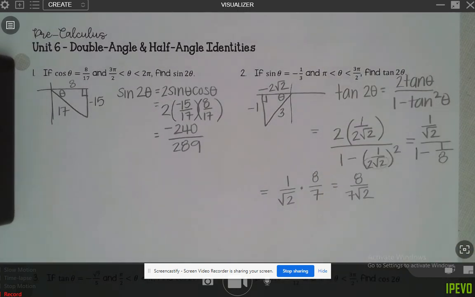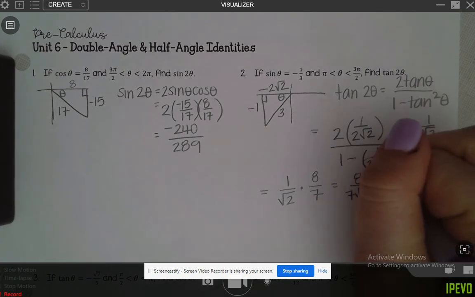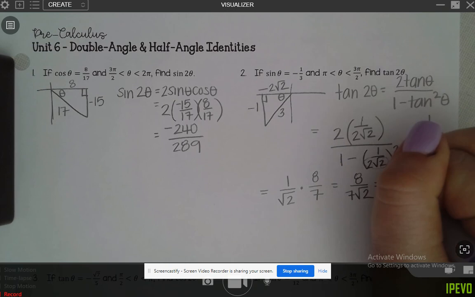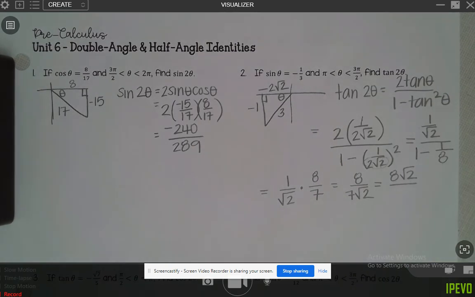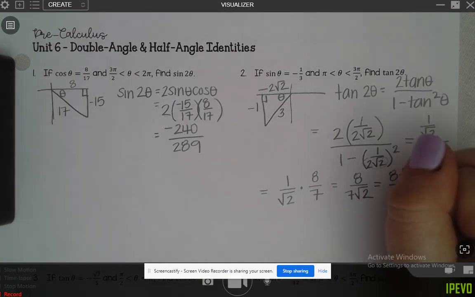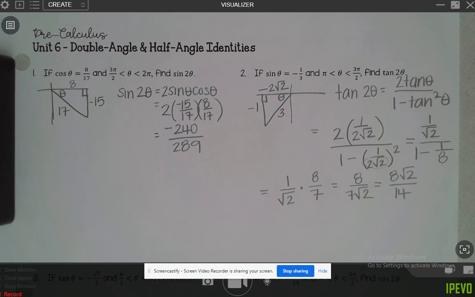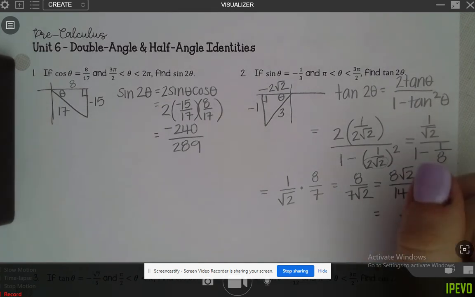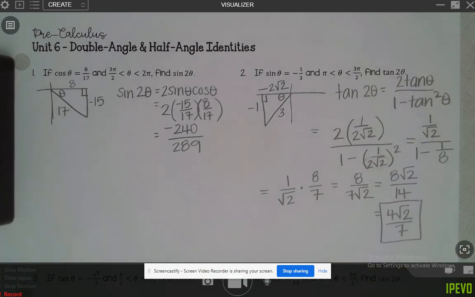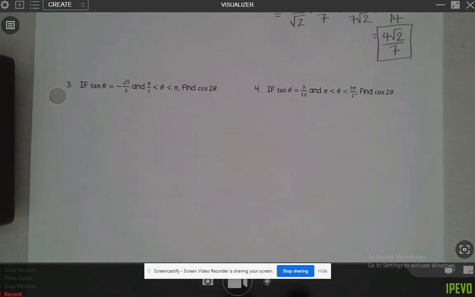Am I finished? What's the last thing you have to do? Rationalize it. So this becomes 8 radical 2 over what? Over 14. Are you done now? No. Simplify it. 4 radical 2 over 7. Has to be done exactly like that. Okay? 3. What quadrant?